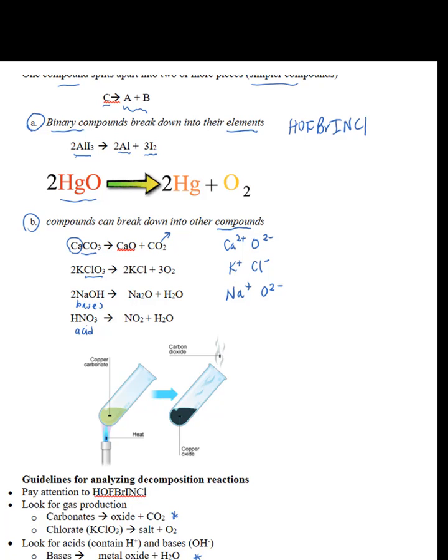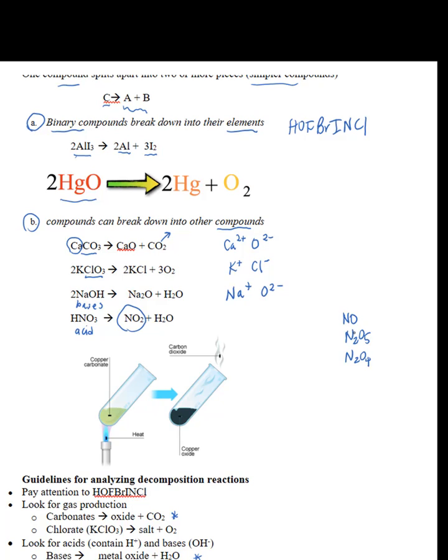Acids, which have H in them, when they decompose, they produce a non-metal oxide and water. So HNO3 is an acid, it's nitric acid, and it produces NO2 and H2O. Now for these, knowing what the non-metal oxide is going to be is a little bit more challenging because there are different combinations of nonmetals with oxygen that are stable. NO2 is one, but I could also make NO, or I could make N2O5 or N2O4. These are all different oxides with this nonmetal.